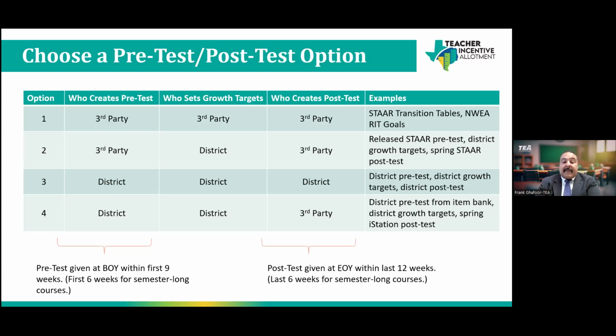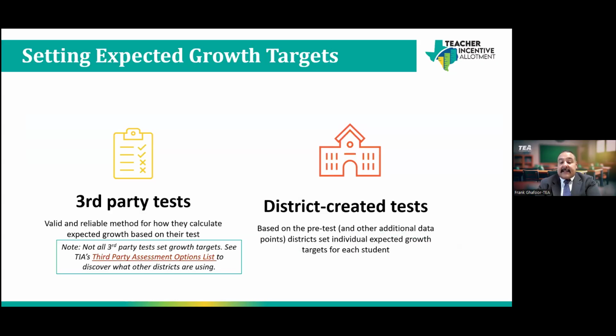Option number four, that is a district created pretest with third-party post-test. Often you see this in a class like 8th grade social studies or 11th grade US history because there isn't a pretest for it. And so districts will often take select items from an item bank to create a pretest. They would then set a growth target for the student based off the pretest and then give the end of the year STAR as the post-test.